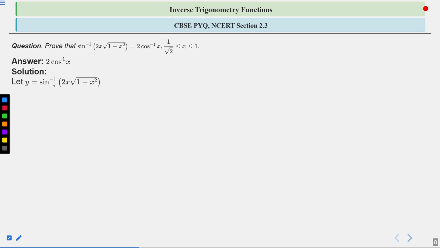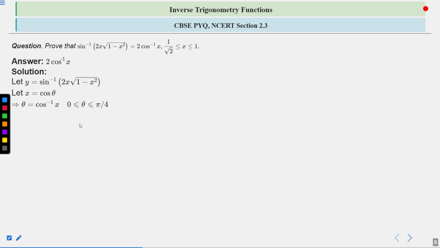Let y be equal to sine inverse of 2x root over 1 minus x square. So what can we do now? Now let x be equal to cos theta. We have assumed x is equal to cos theta, so theta will be cos inverse x.